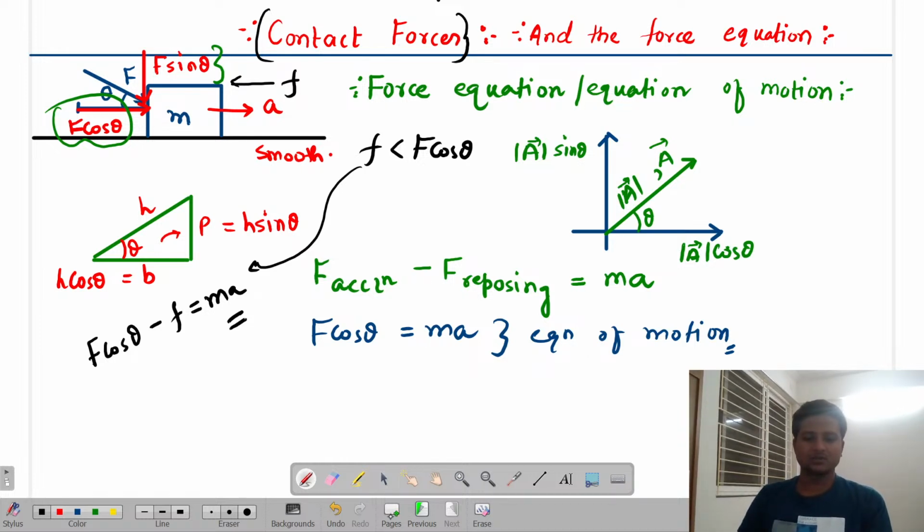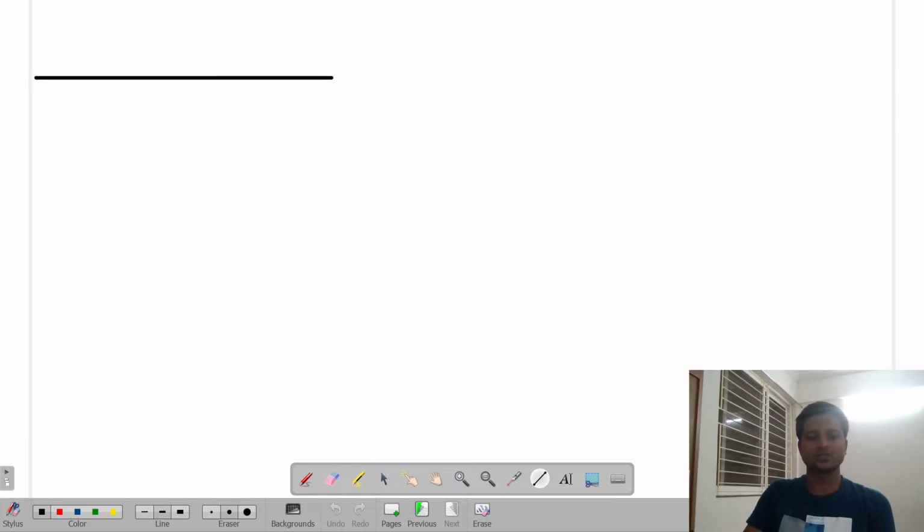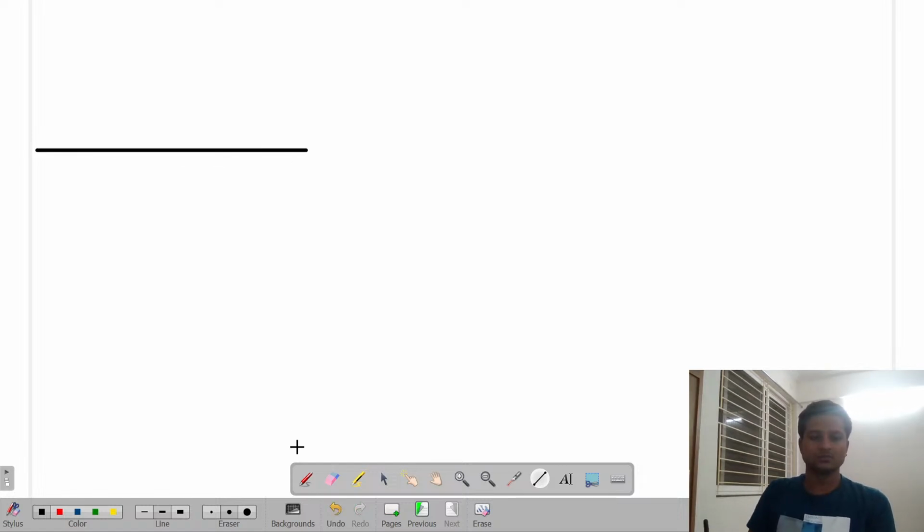Okay, is that clear? So, write one question, do it. It says that if there is a surface, a minute, let me draw it over here. And then I place a block of mass M, which is of mass 5 kg.